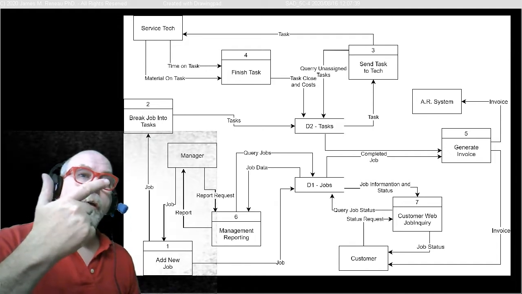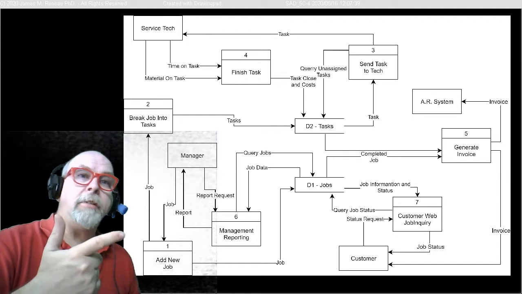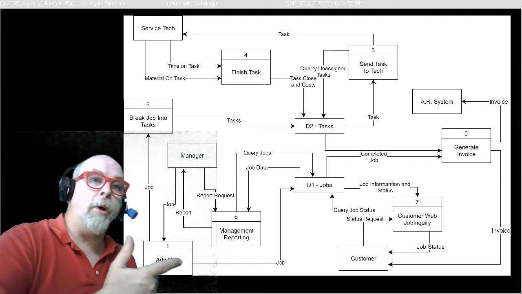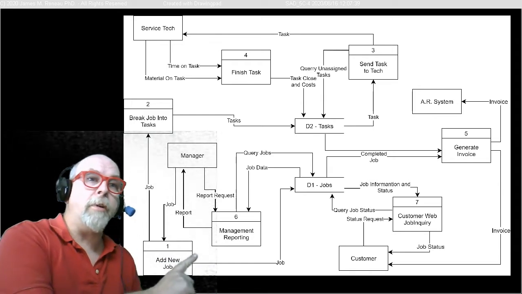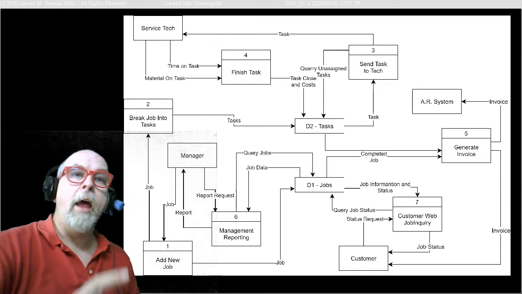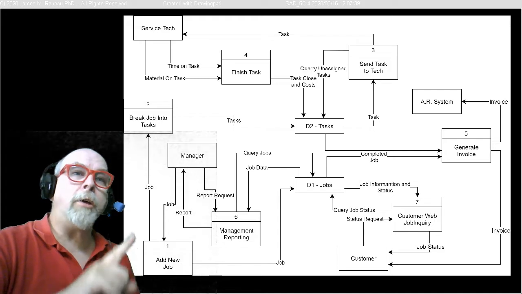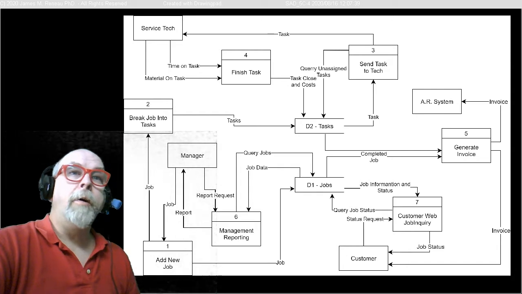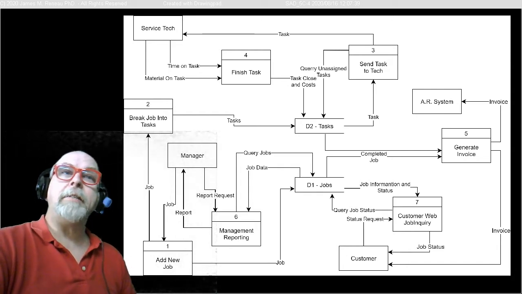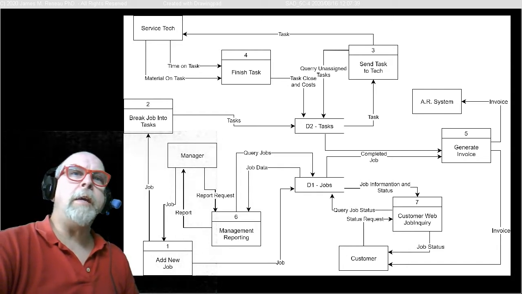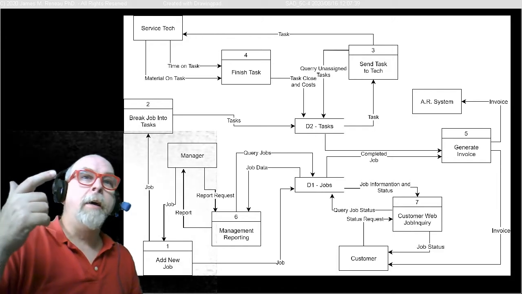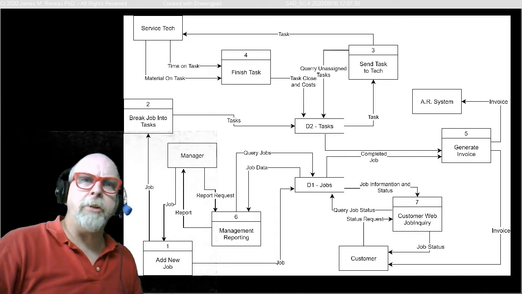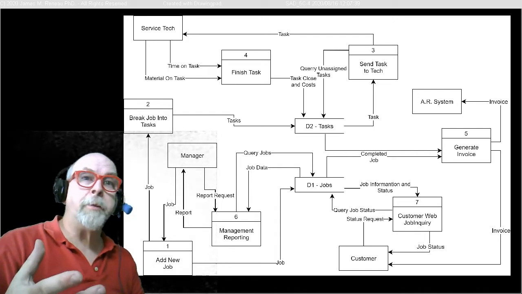A manager creates a new job, and you can see that it goes to the add a job process, and then that job data goes along here over into the jobs data store there in the middle. Notice that add a job also sends a data flow up to a process that breaks a job into its various tasks. That's interesting because those go from the breaking up into tasks over to the task data store, because you can think of a job as made up of multiple tasks.